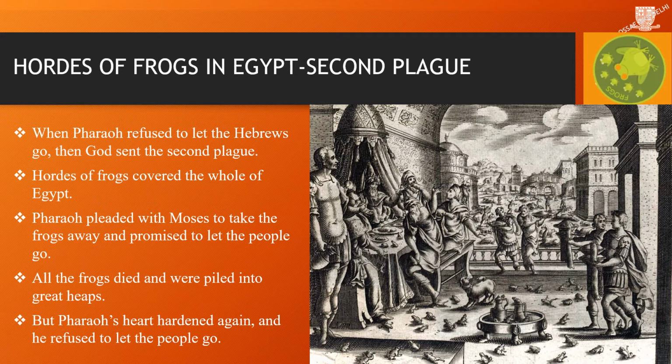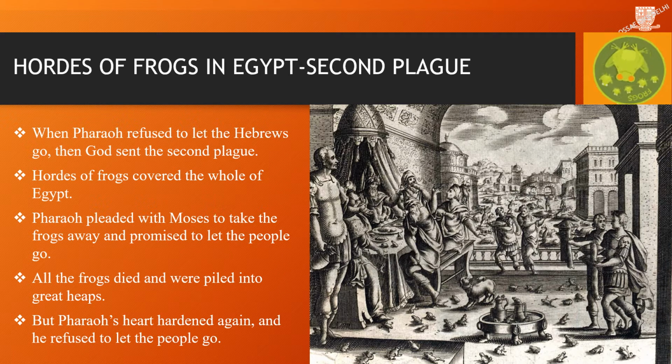So all of Egypt was covered with millions of frogs. Pharaoh pleaded with Moses to take the frogs away, and he promised to let the people go. When Pharaoh saw what was happening, he felt a little troubled. He requested Moses to take the frogs away, and he promised that he would let the people go.